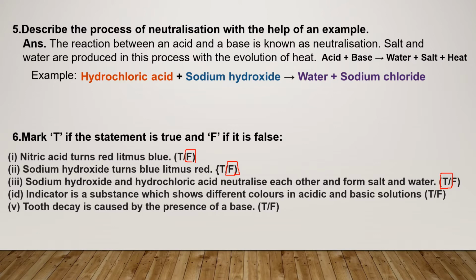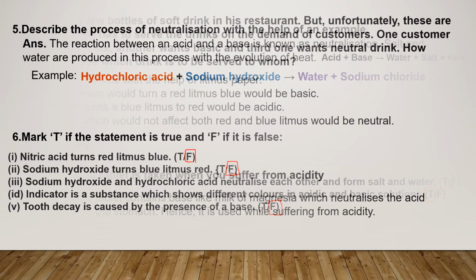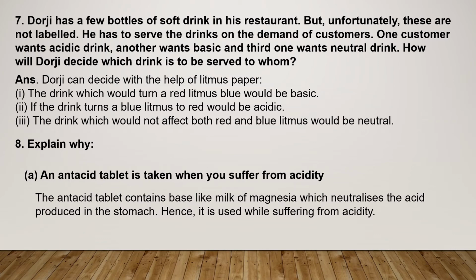Fourth: indicator is a substance which shows different colors in acidic and basic solution. Yes, that statement is also correct, so that is true. Fifth: tooth decay is caused by the presence of a base. You already studied in the last chapter that tooth decay is caused by the presence of acid, not a base. So that statement is false. And the next question.